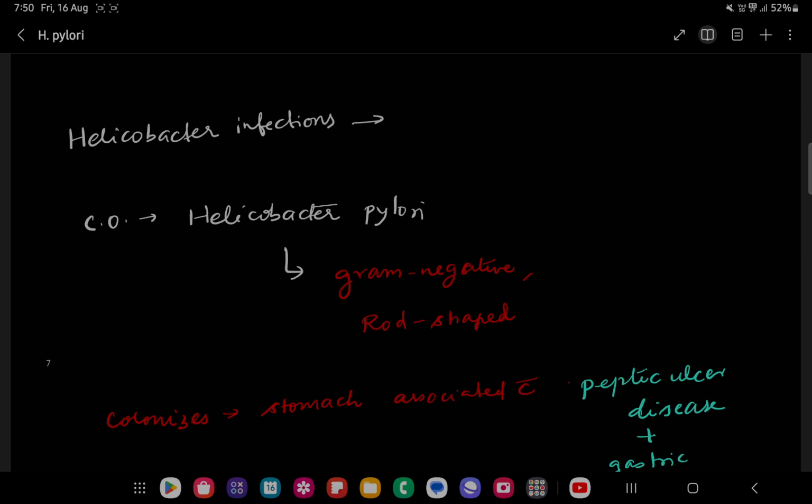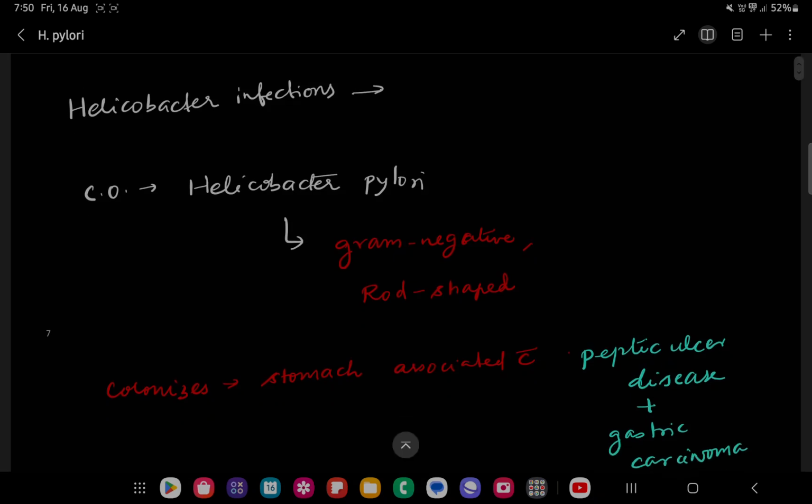So I am here to help you with some of my learnings regarding H. pylori, which is an important microbiology topic. I will be briefing you on some important points regarding H. pylori. We will be talking about Helicobacter infections. The reference has been taken from the microbiology textbook of Apurva Sastri.